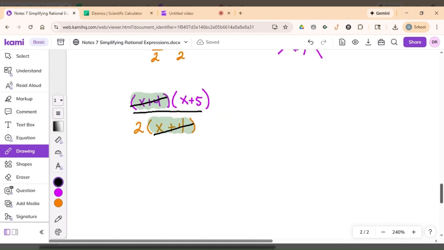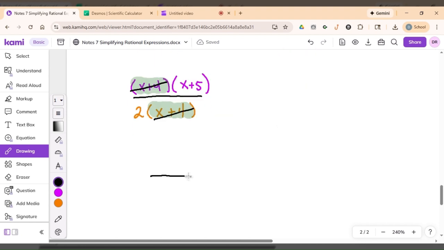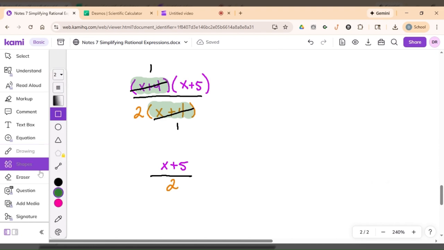And then our reduced fraction is going to be what's remaining. So those reduce to 1. We have an x plus 5 in our numerator, and we have a 2 in our denominator. Okay, so that is all the types of factoring you're going to see.